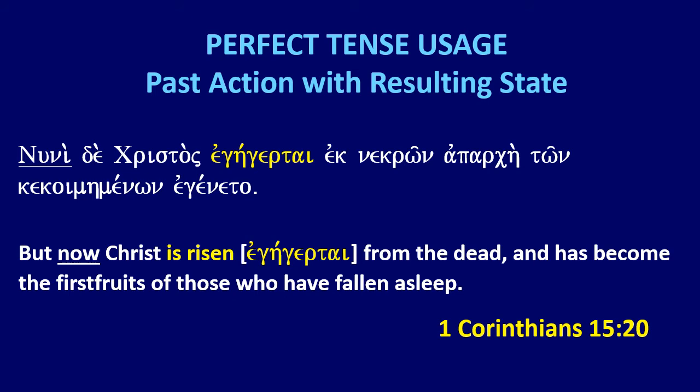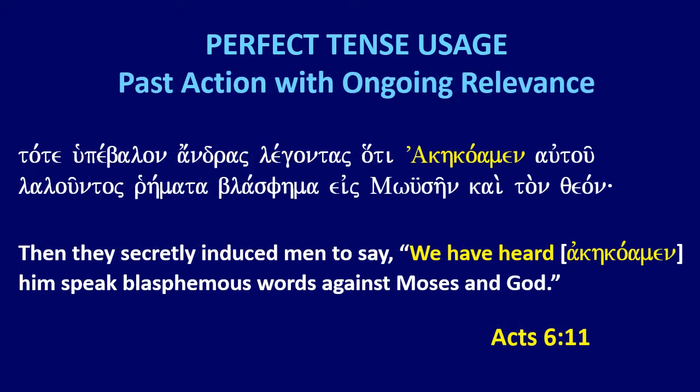He not only rose from the dead in the past, but he still is risen from the dead. That's the state he's in as Paul is writing this. So we've looked at a couple of examples of the perfect tense usage indicating not just past action, but more so the resulting present state.